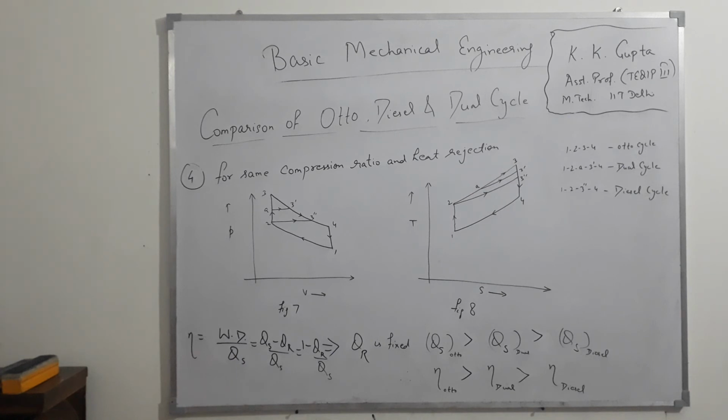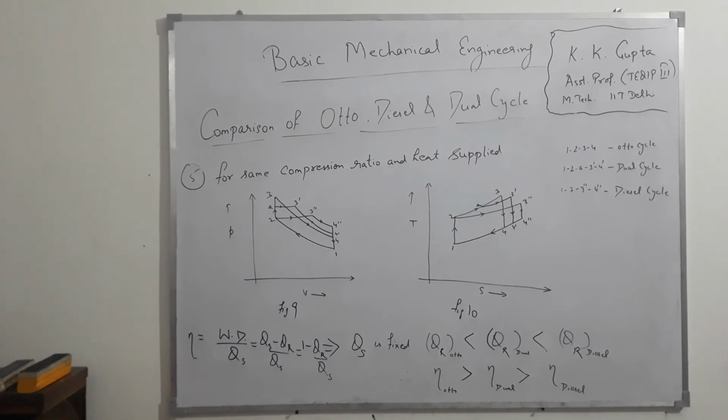And from figure 8 it is clear that heat supplied in Otto cycle is maximum and heat supplied in diesel cycle is minimum. It means from our formula for efficiency it is clear that efficiency for Otto cycle is maximum and efficiency for diesel cycle will be minimum for the given condition.